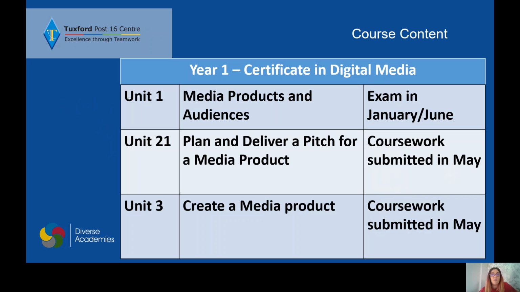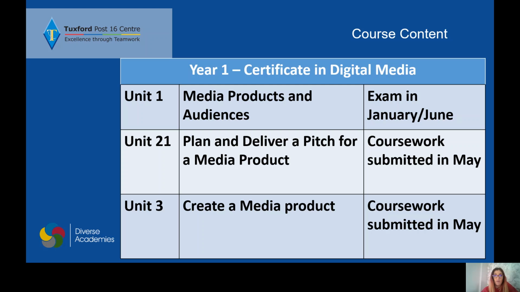So the course itself is split into two separate years. Year one is known as a certificate in digital media. So that means it's kind of like half an A-level or an old school AS level. It can be a standalone qualification, but we do tend to encourage people to do the full 2 years because the second year really does complement the first year anyway. So in year one, you'll study 3 units.